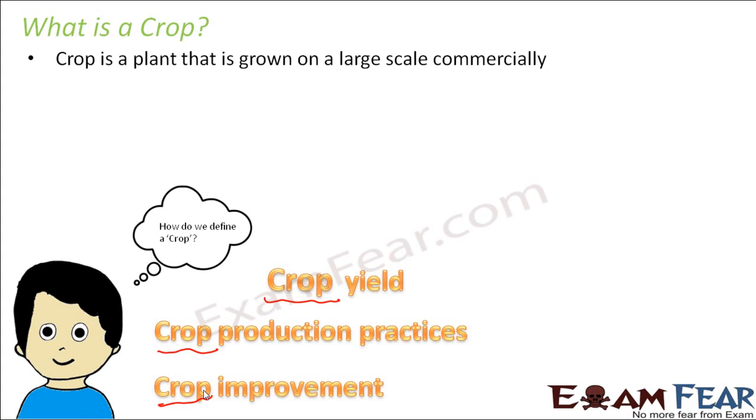A crop is a plant that is grown on a large scale, commercially. If you have just one plant growing in your garden, you do not say that you are cultivating a crop, because that is not called a crop. The word crop is used only when the same plant is grown on a very large scale. What do we mean by large scale? It means a large number of the same plant are being grown on a commercial scale.